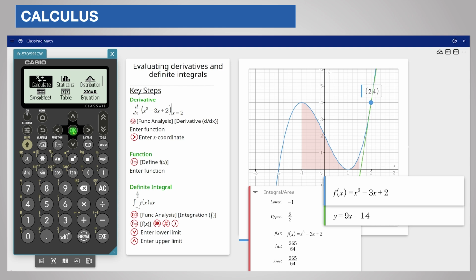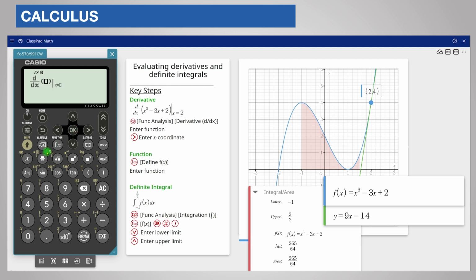The gradient of a curve at a given point is calculated by the first derivative of the function. In the Calculate app, press the Catalog key and choose Function Analysis, the first option. Now choose Derivative d by dx.